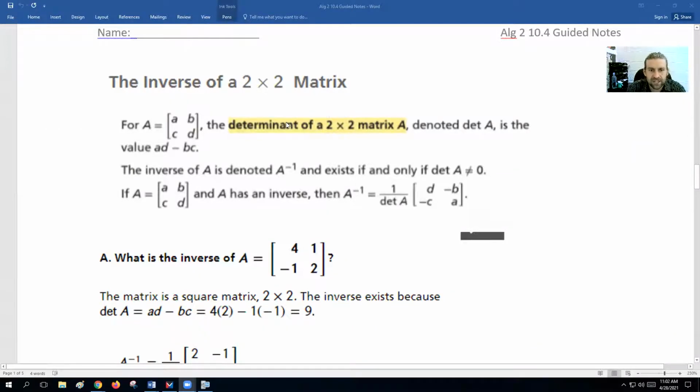So for any matrix A, B, C, D, the determinant of a 2x2 matrix is denoted by det of A. That means the determinant. That value is equal to A times D minus B times C. So an inverse of A, denoted by A to the negative 1 power, exists only as long as the determinant does not equal 0.